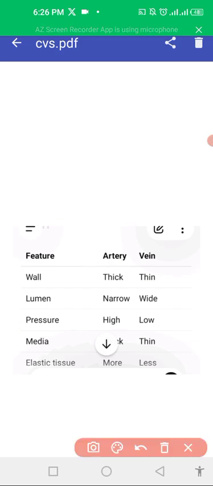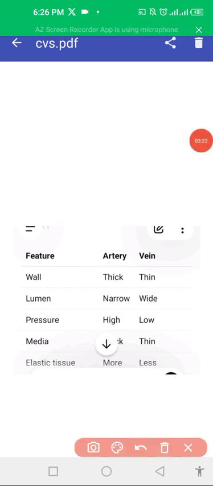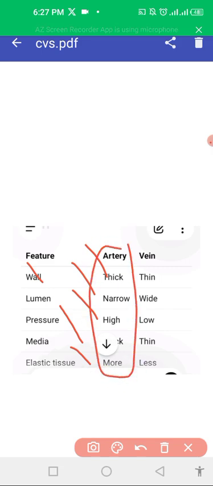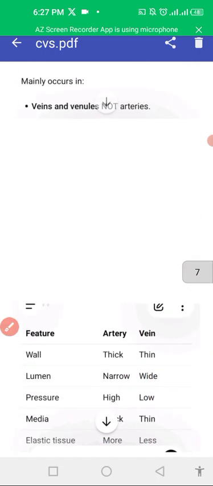Now here you can see the difference between artery and vein. The difference between artery and vein is mainly about the wall. Arteries have a thick wall, narrow lumen, high pressure, and thick media. Elastic is the arteries' consistency, while veins are thin, wide, low pressure, thin media, and less elastic. And venous pooling happens in the veins. So these are some of the very basic concepts about veins, and in the next video we'll be looking at the cardiac.